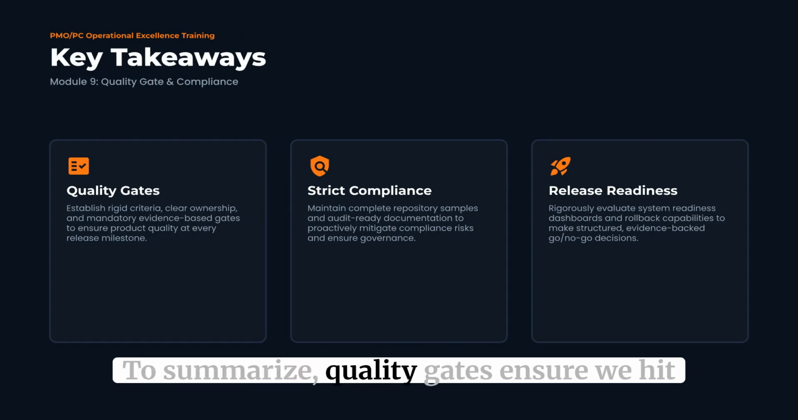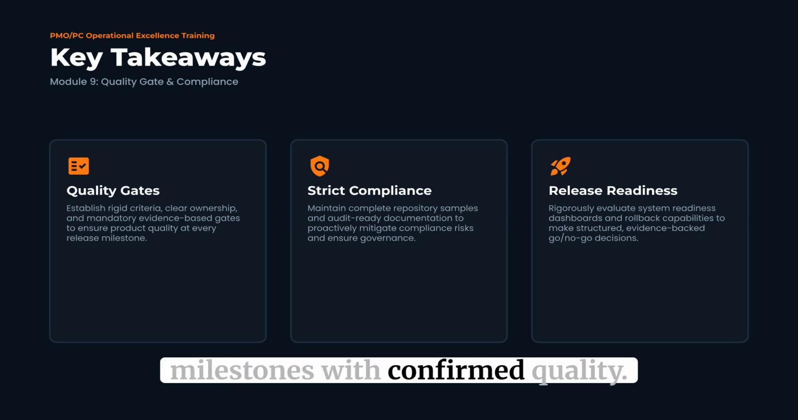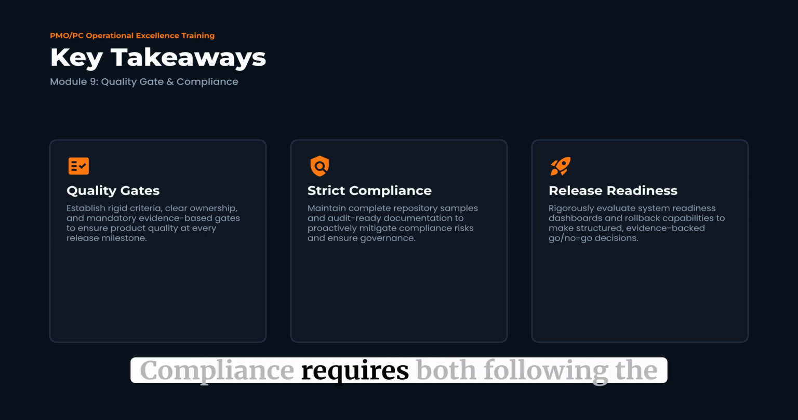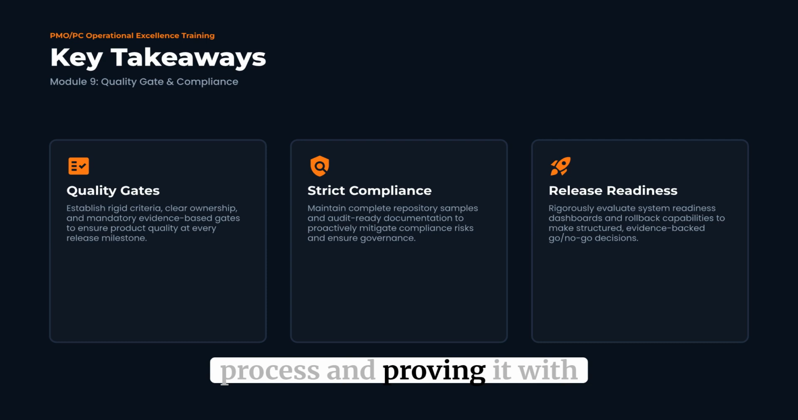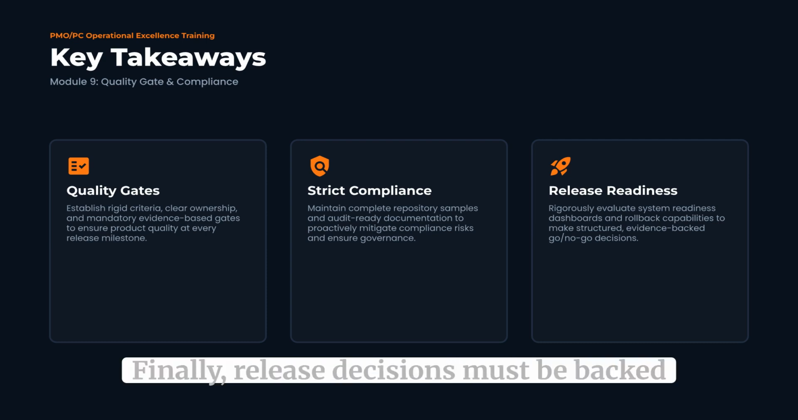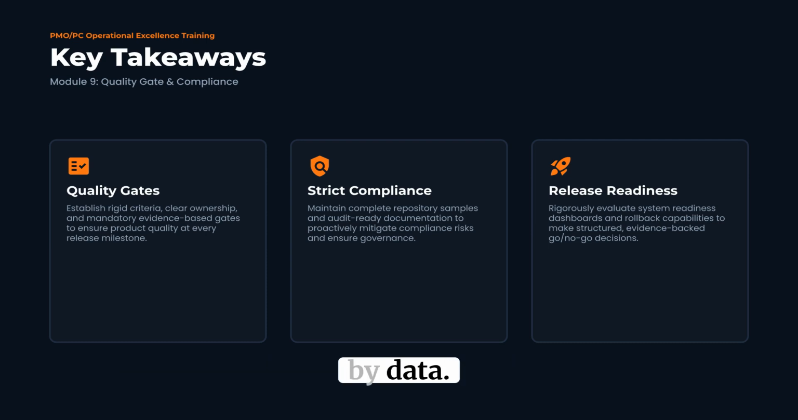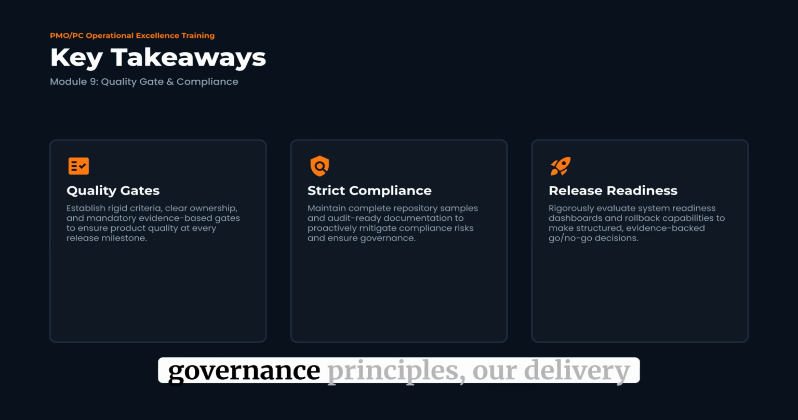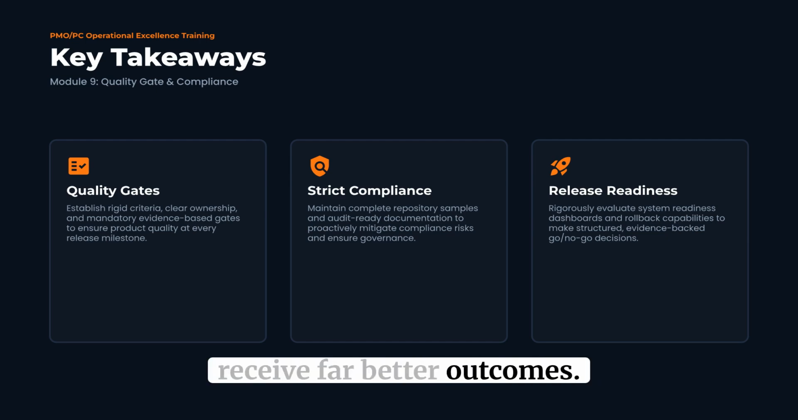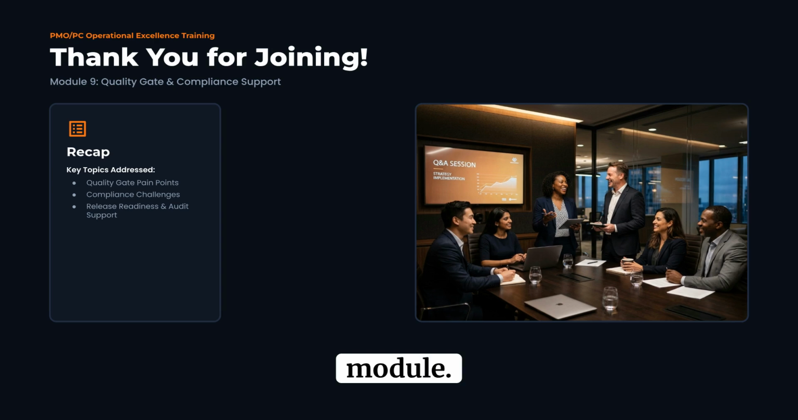To summarize, quality gates ensure we hit milestones with confirmed quality. Compliance requires both following the process and proving it with documentation. Finally, release decisions must be backed by data. When we consistently apply these governance principles, our delivery becomes more predictable, our audits become smoother, and our customers receive far better outcomes. Congratulations on completing this module.